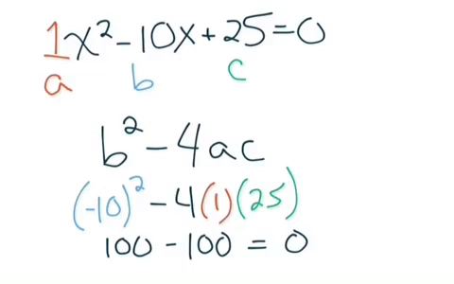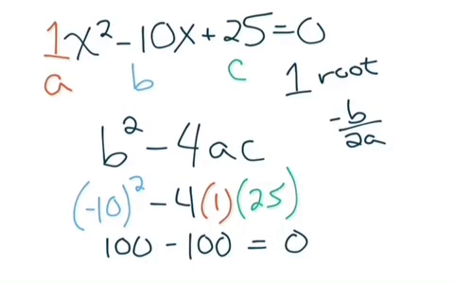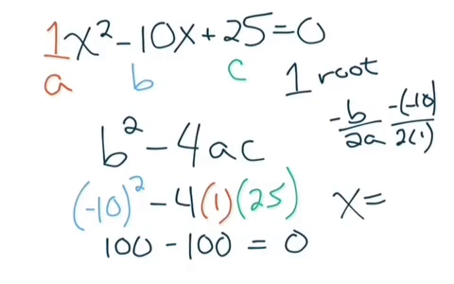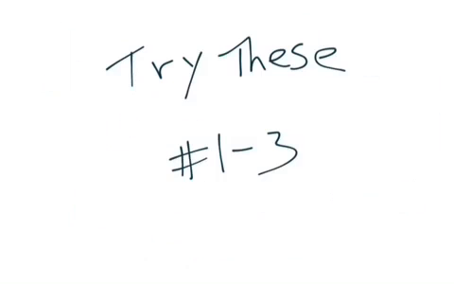So our discriminant equals 0, and so remember that means we have one root, and our one root is going to be negative b over 2a. So it's pretty easy to go ahead and find that one solution, right? All we'd have to do is throw that in there, over 2 times 1, and x equals 5. To practice, let's try these number 1 to 3.